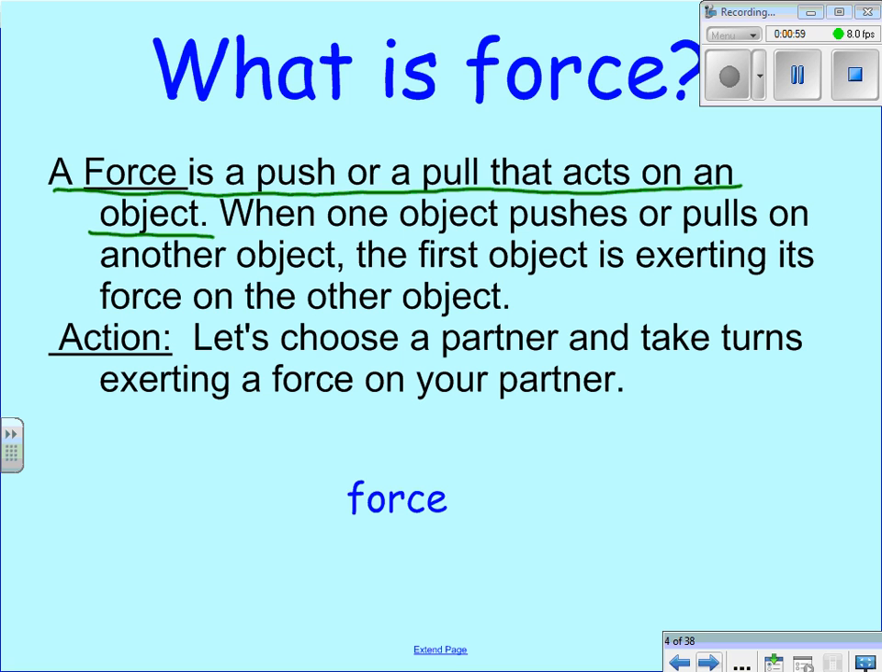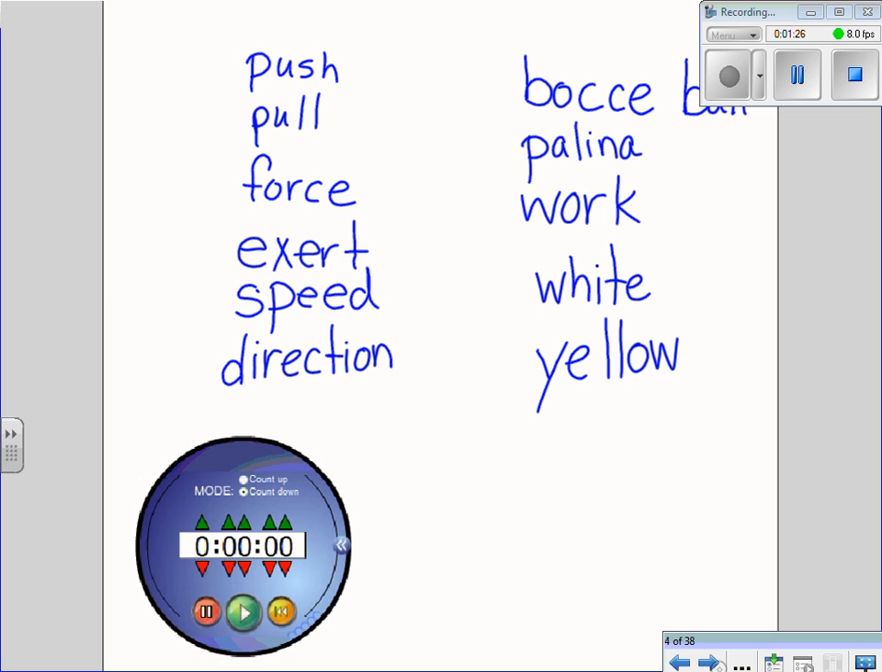A force is a push or pull that acts on an object. I'm going to highlight that. A force is a push or a pull that acts on an object. Okay, so we've talked about those things quite a bit, and you guys really did a nice job learning that.